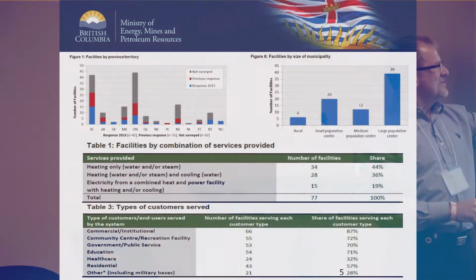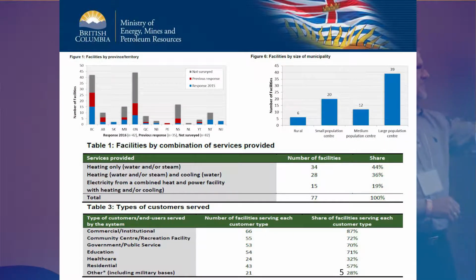See it okay? Okay, so the first one on the left, Figure 1, is the district energy systems by province. Combined, BC and Ontario basically represent about half of the district energy systems in the country, at a total of 159 at this last count.